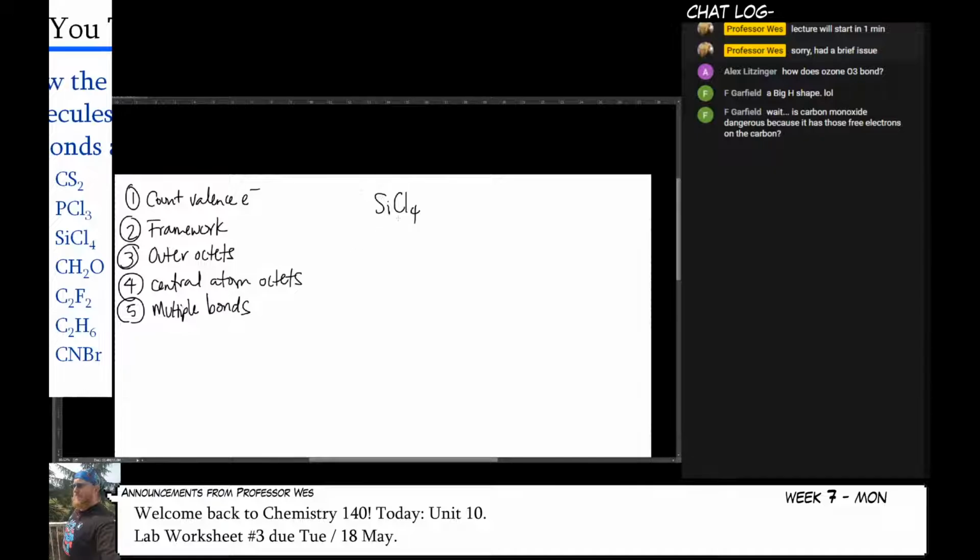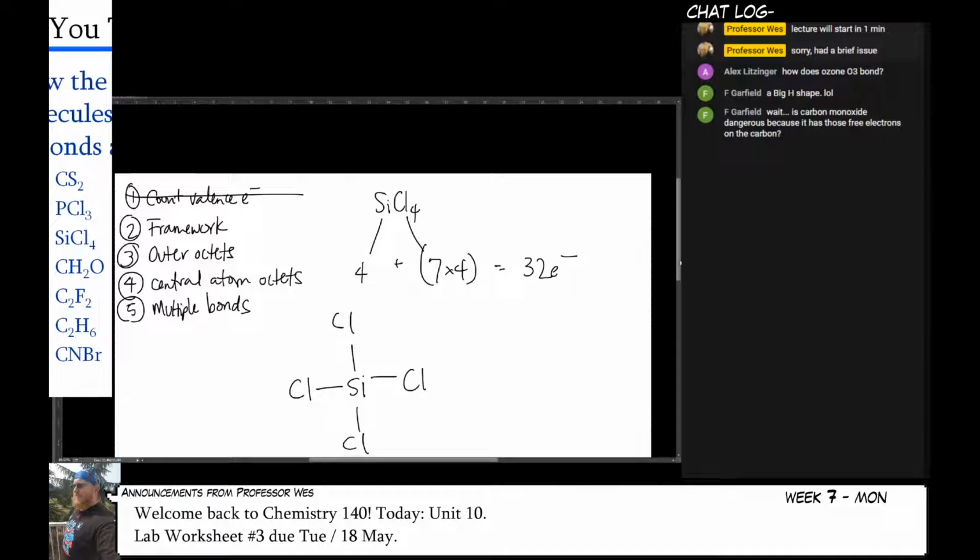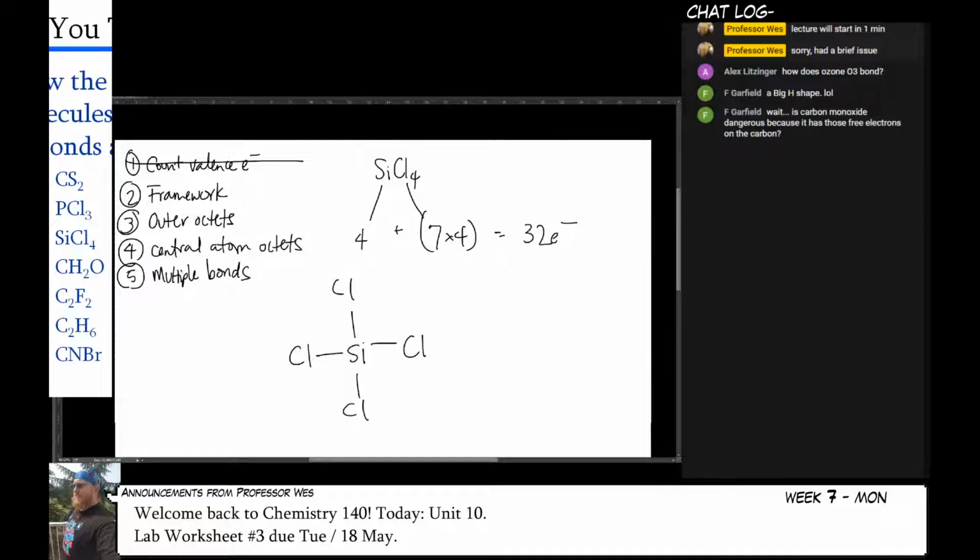All right, let's look at silicon tetrachloride here. So silicon is worth 4 because it's in group 14. Chlorine is still worth 7. We have 4 of them now. There's how many electrons I have to work with. So we're going to put silicon down. There's my framework. That needed 8.